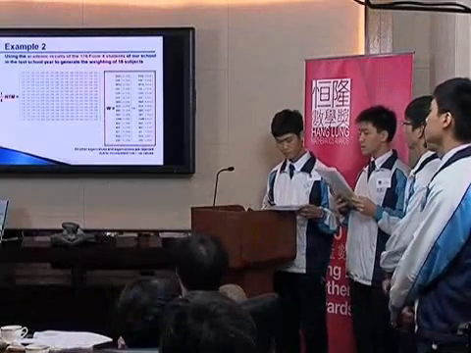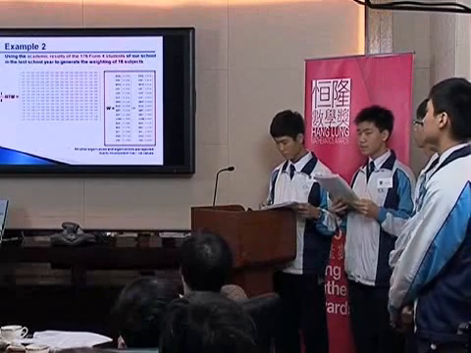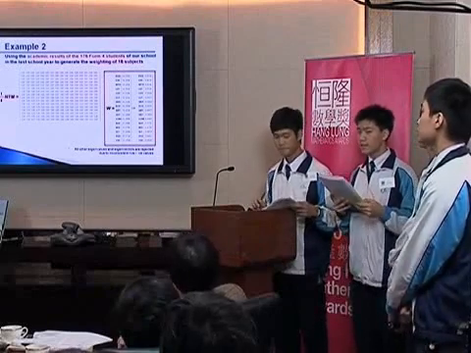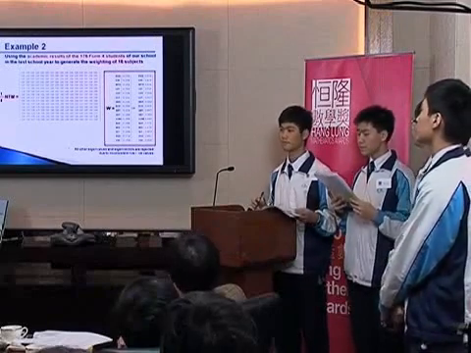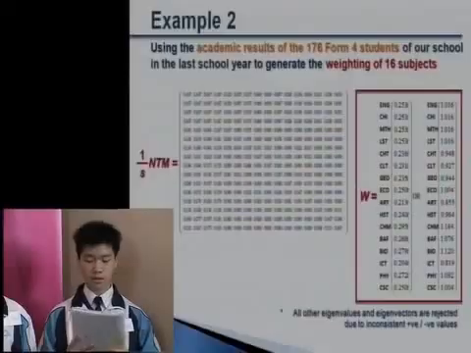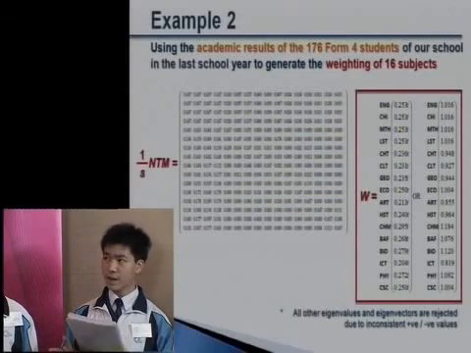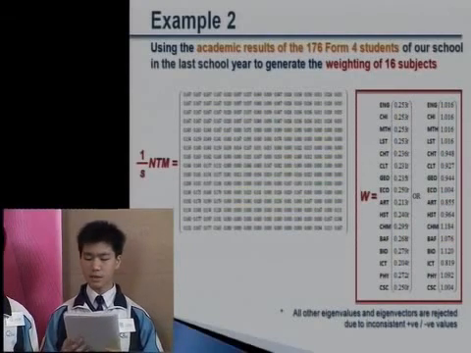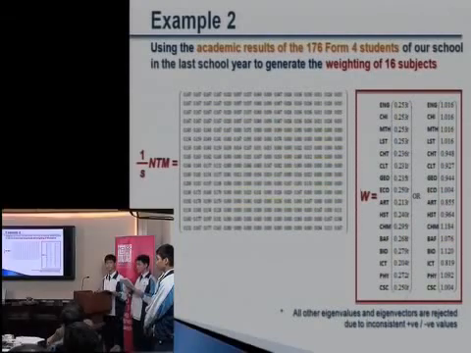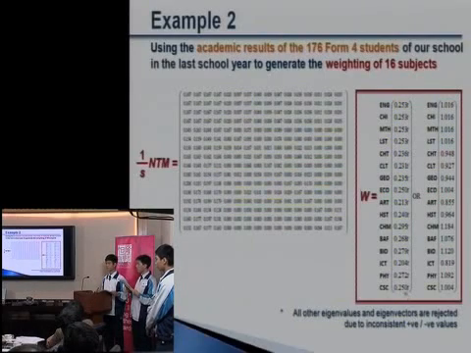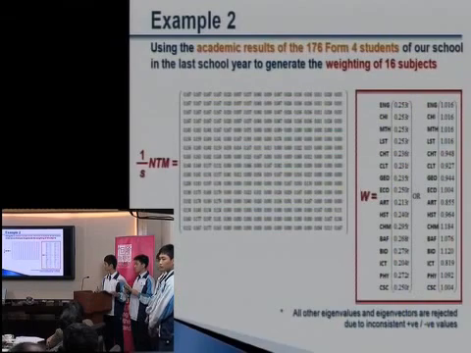We find that the result is quite similar to our prediction, that chemistry is the most important subject, while ICT is the least important. In fact, the result is fair and reasonable, since the majority of chemistry students occupy a high position among all students, while those ICT students occupy low position.